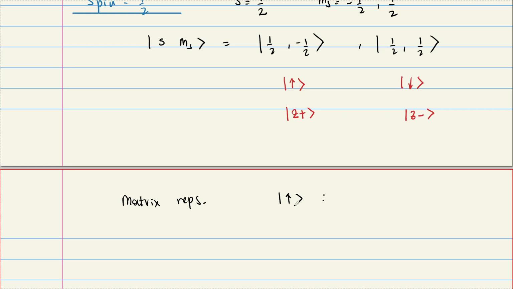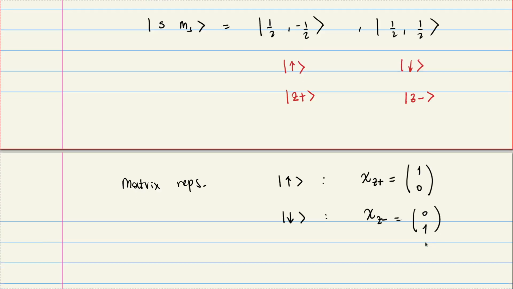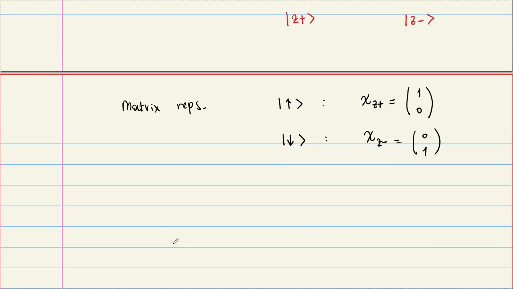Therefore, this up, I'm going to encode as a vector in the Hilbert space. I'll call it chi z plus, and it is a column vector, 1, 0. Similarly, this down state I'm going to encode as chi z minus, with 0 and 1. This is a basis for my Hilbert space. Any other state in my space can be written in terms of these.